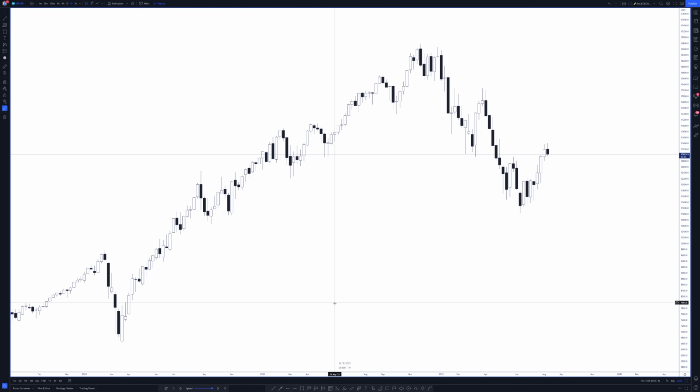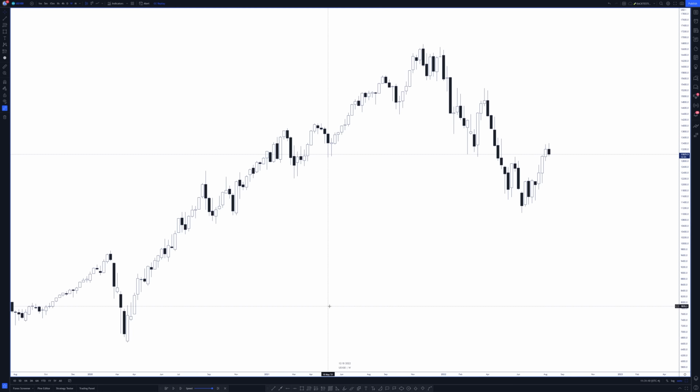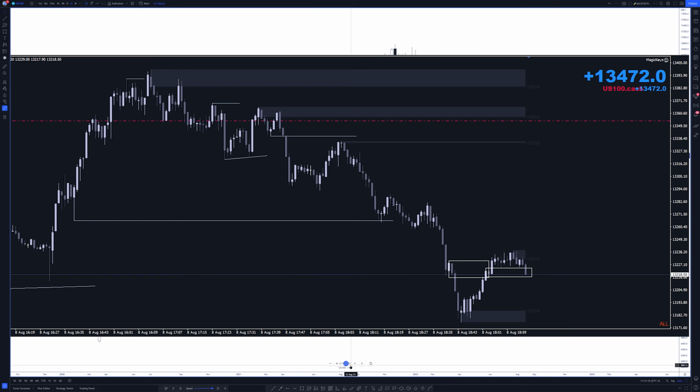how to take counter trend trades. In this case, this is a US100 trade recap for a trade that I took yesterday that was completely counter trend. Everything was bullish. I took a short. I'm going to show you guys the logic behind it and why I did it.